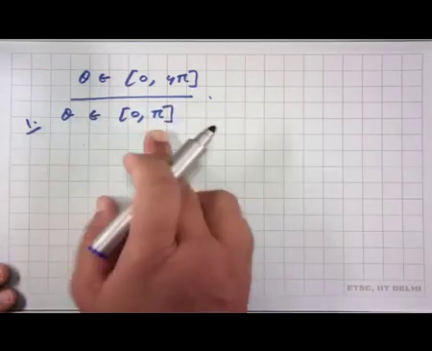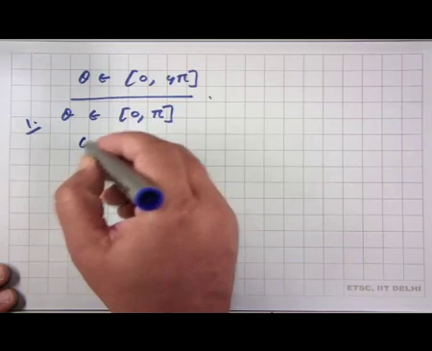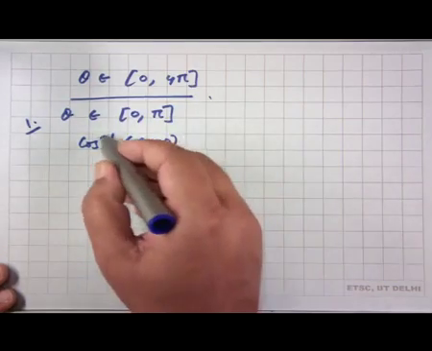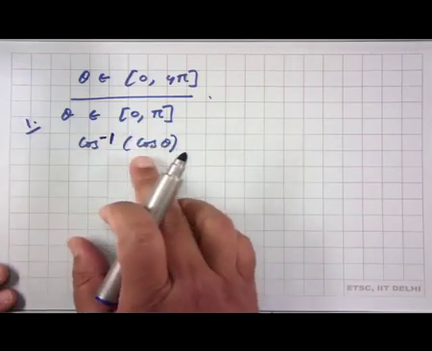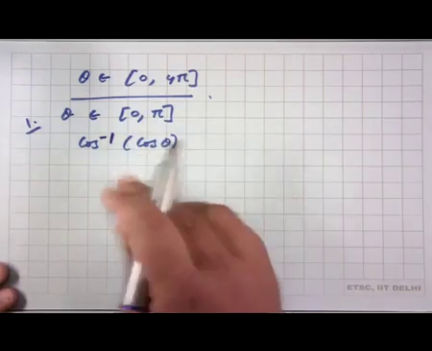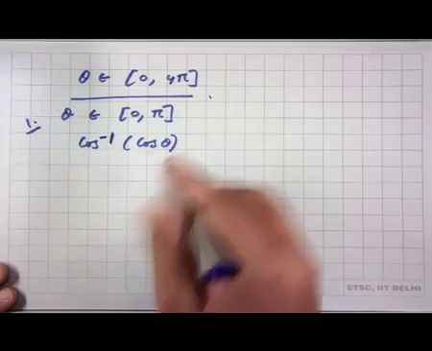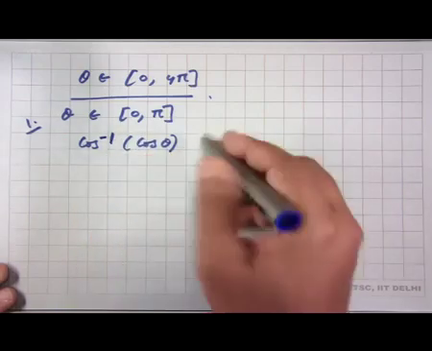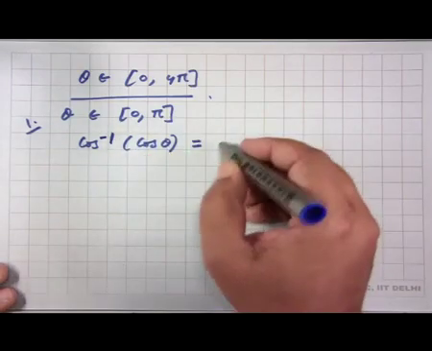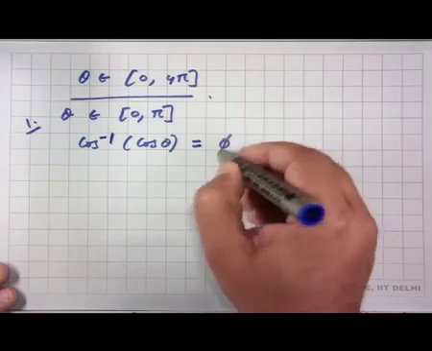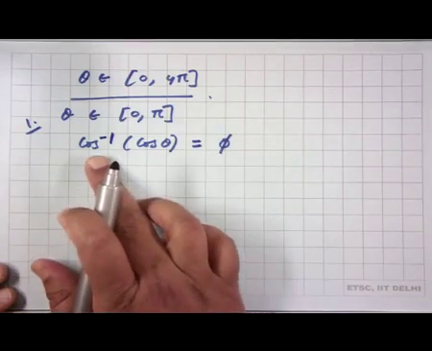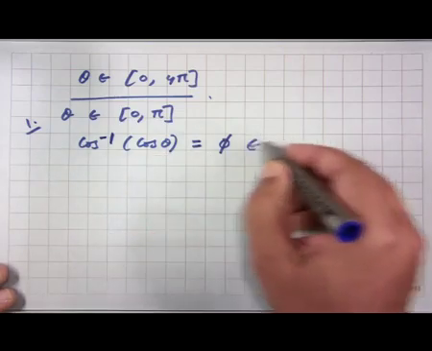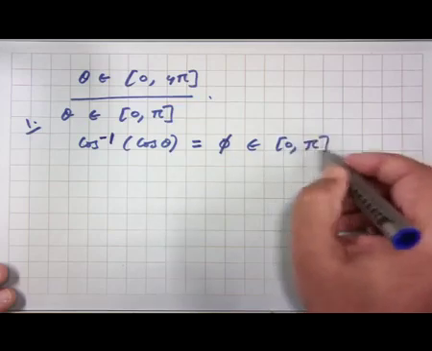So, when theta belongs to 0 to pi, what is cos inverse of cos theta? Now, for any theta, cos inverse of cos theta, let us say it is equal to some angle phi. Now, from the range of the cos inverse function, it is clear that for any theta, phi has to belong to the closed interval 0 to pi.